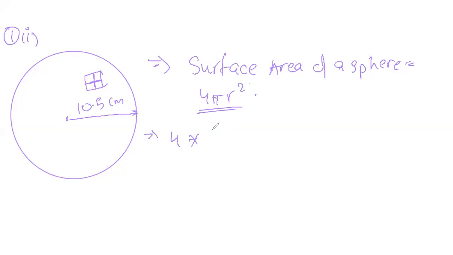So 4 into 22/7 into r square. r square can be written as 10.5 whole square, or 10.5 into 10.5. So 7 ones are 7, and 7 1.5s are 10.5. Once we calculate this, the final answer that we get is equal to 1386 centimeter square.